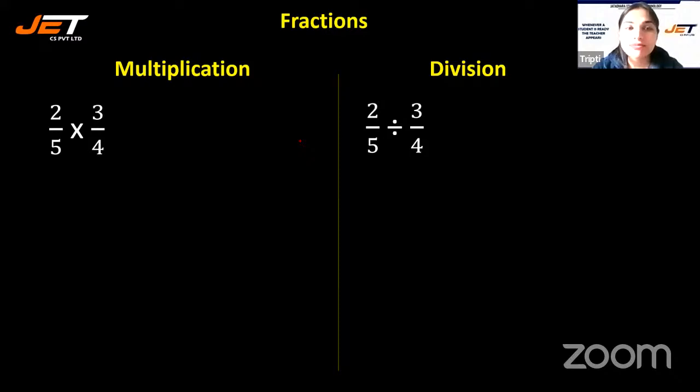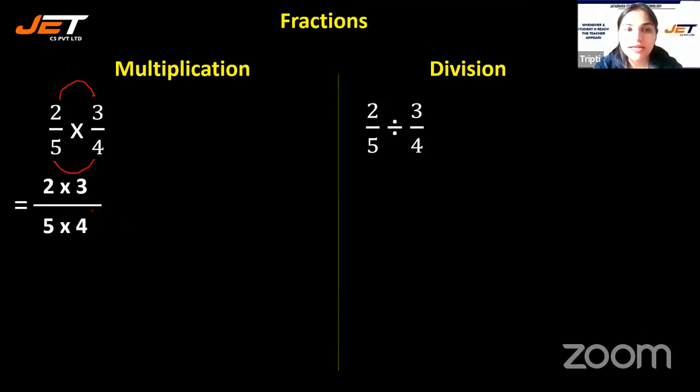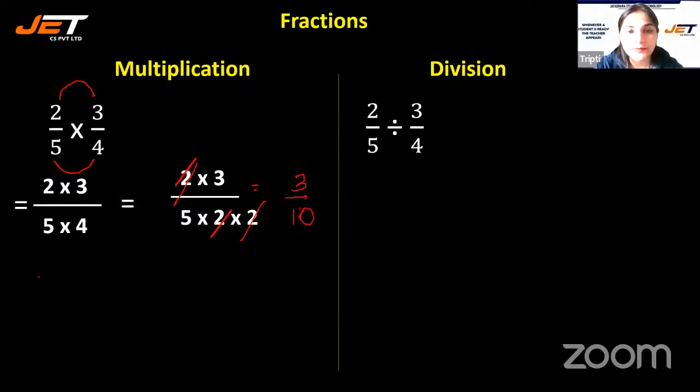2 by 5 times 3 by 4, and 2 by 5 divided by 3 by 4. So how to do it? You know that in multiplication, we multiply the numerators, and in the denominators, we multiply the denominator by the denominator. So 2 times 3, and in the denominator, it's 5 times 4. 2 times 3 is 6, and 5 times 4 can be written as 5 times 2 times 2. Cancelling 2 and 2, it's 3 by 10. So 3 by 10 is the answer.